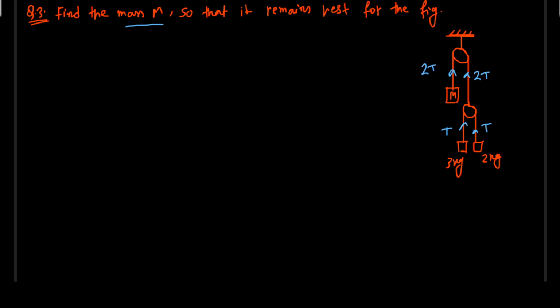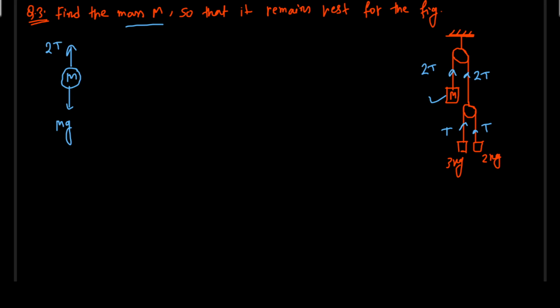Okay, now let me draw the free body diagram of all the three objects. What will be the free body diagram for capital M? For this block first, along this direction it will be Mg, and in the vertically upward direction this is twice T.